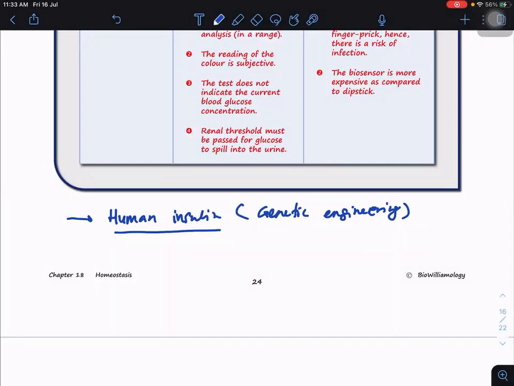Are you clear? So one of the ways, as I said, that not only monitors but treats type 1 diabetes patients, is that we give them genetically engineered human insulin. Correct? The benefits, I won't talk about here. For example, a rapid response, fewer allergic reactions, mass production, and fewer ethical issues, and so on. You can refer back to the gene tech notes. Okay, so I won't go into details now for the treatment.